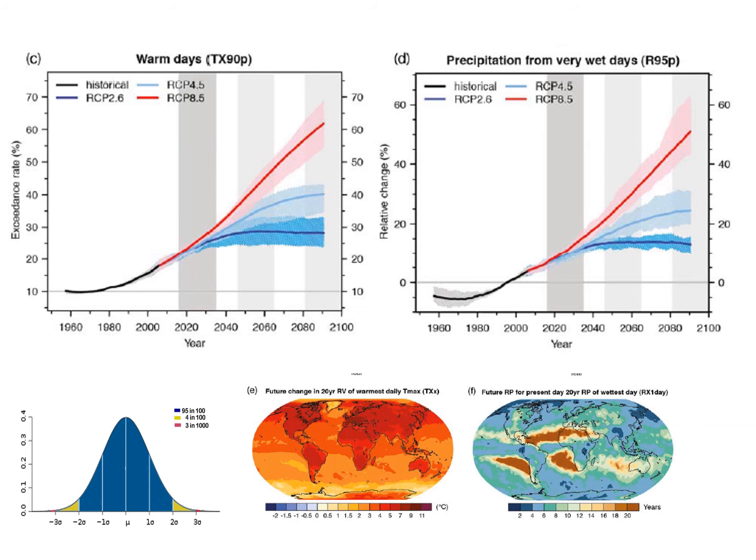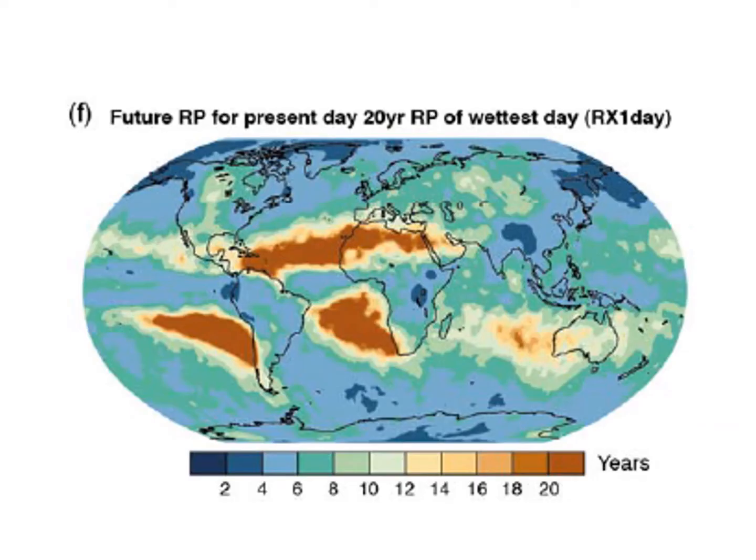So we can basically do this exercise around the globe and make a map of the likely change in the likelihood of something happening. So this is basically a map of the return period. If we consider a 20-year event, this is the wettest day every 20 years.